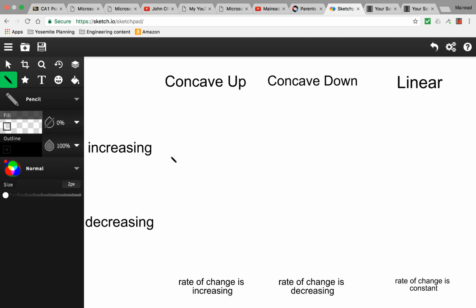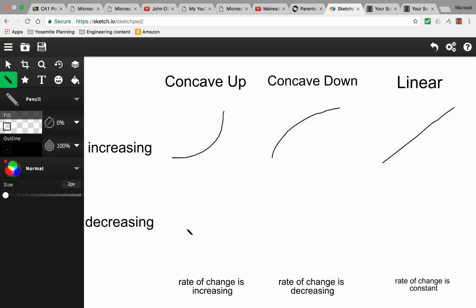So concave up increasing is going to look like this. Concave down increasing is going to look like this. So it's still an increasing function, but this time it's curved down. And linear increasing is just going up as a straight line.